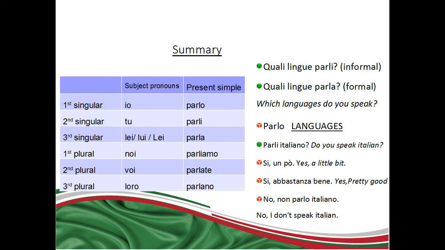You can answer, sì, un po'. Yes, a little bit. Sì, abbastanza bene. Yes, pretty good. No, non parlo italiano. No, I don't speak Italian. The conjugation of the verb parlare, which means to speak, is io parlo, tu parli, lei, lui, lei parla, noi parliamo, voi parlate, loro parlano.